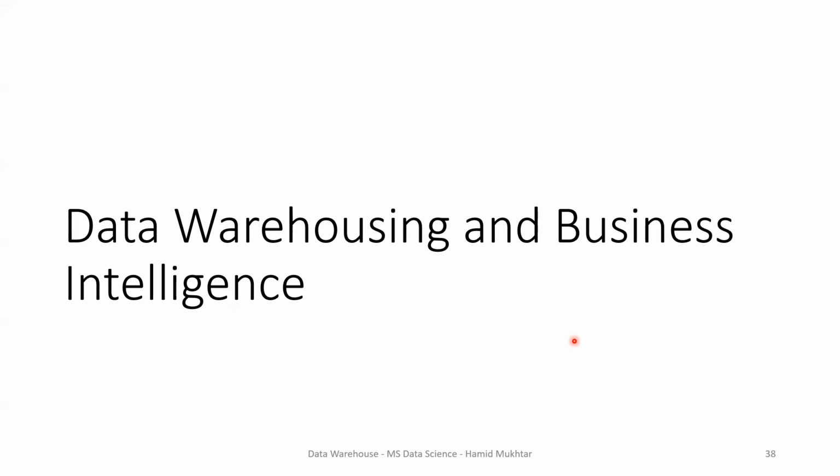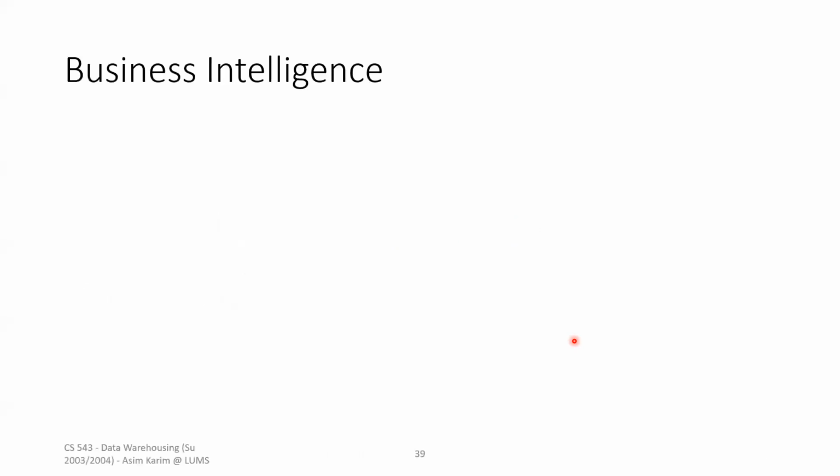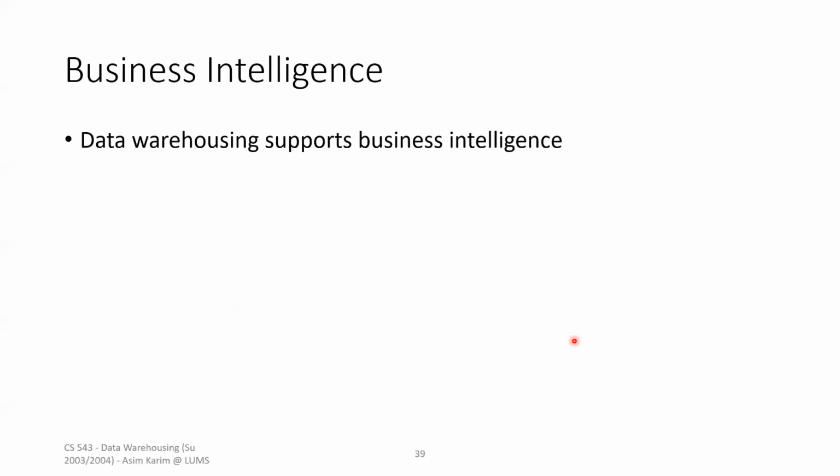But business intelligence is more like application. Data warehousing is more like theoretical concept. So when we talk about business intelligence, you can think of application of data warehousing in the business, for business intelligence. We say that data warehousing supports business intelligence, or business intelligence depends on data warehousing.